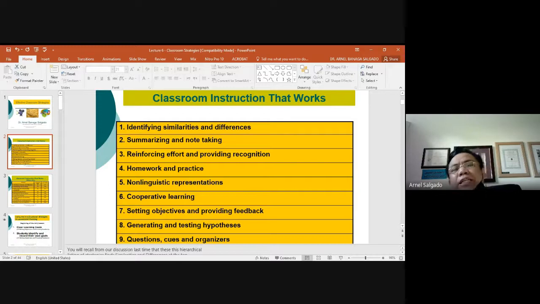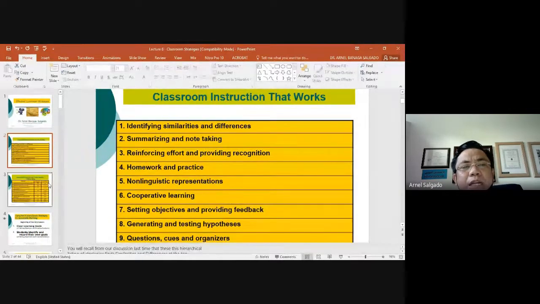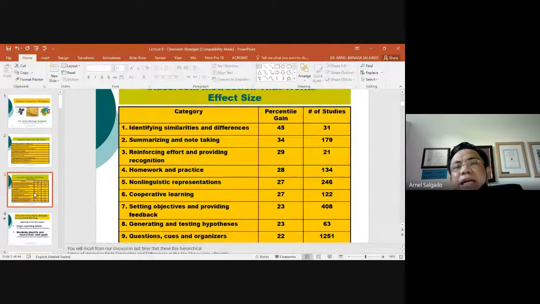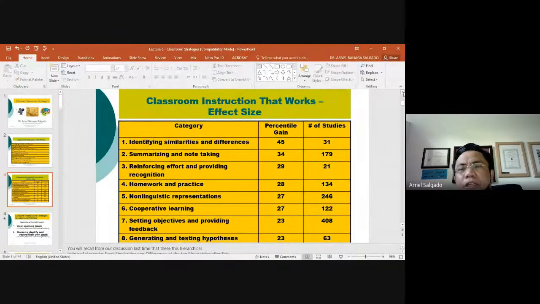So these are the classroom instruction strategies that will work. We are going to look at them one by one. Now, how did I come up with this? Research has actually shown that this is very important, no? A lot of researchers have been used in order to identify the following strategies that will actually work.